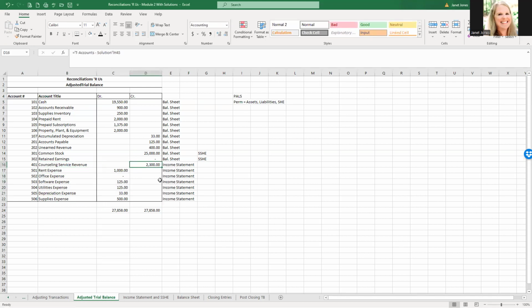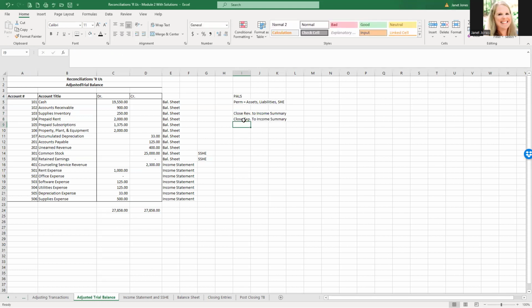Now, you could either close them straight to retained earnings, or if you use the textbook that we use in 2301, they close them to something called the income summary. So there's 4 entries that they make. First, they close revenue to income summary. Then they close expenses to income summary.